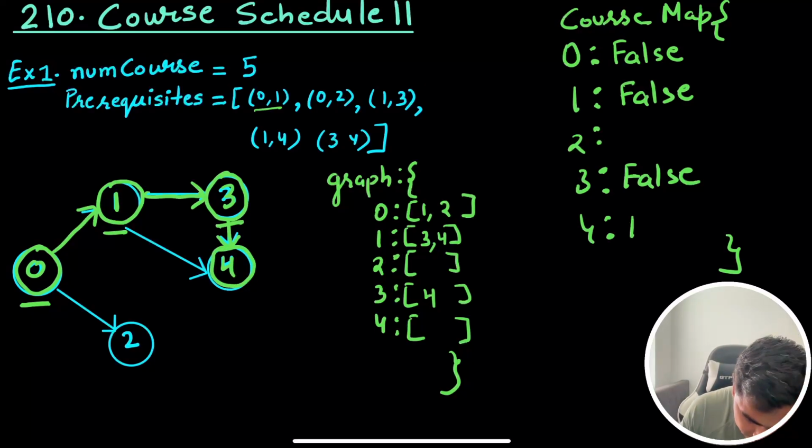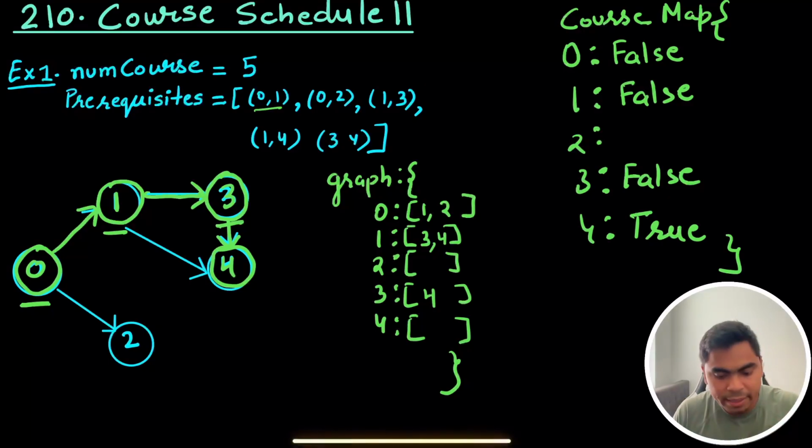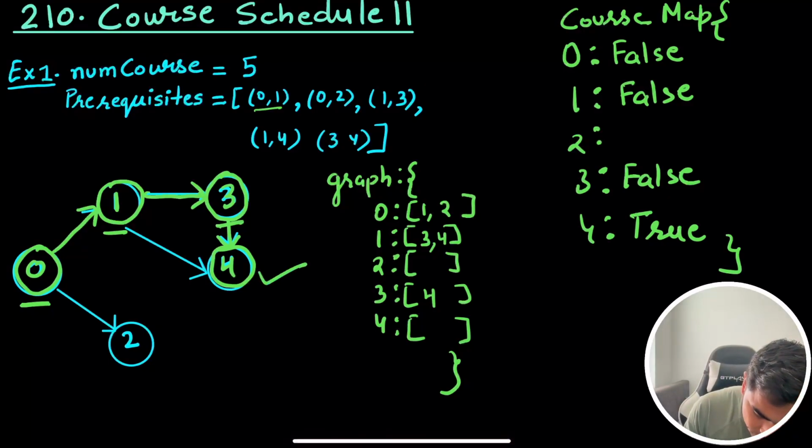4 does not have a neighbor. First I'm going to mark it false, and I'm going to start exploring its neighbors. Then there is no neighbor, so I'll decide that this does not have any prerequisite. That means I could complete it, so I'll mark this true. Then I come back to 3. 3 only had one prerequisite. I have completed that, so 4 is completed. Then I go back to 3. 3 does not have any more prerequisites, so I'll change that false value that I assigned to it to true.